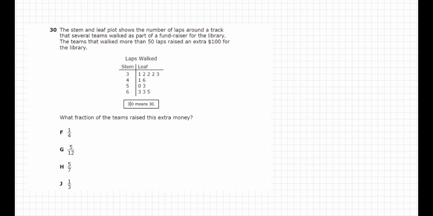Question number 30. The stem and leaf plot shows the number of laps around a track that several teams walked as part of a fundraiser for the library. The teams that walked more than 50 laps raised an extra $100 for the library. What fraction of the teams raised this extra money? There were 4 teams that walked more than 50 laps, which are 53, 63, 63, 65 in the stem and leaf plot.